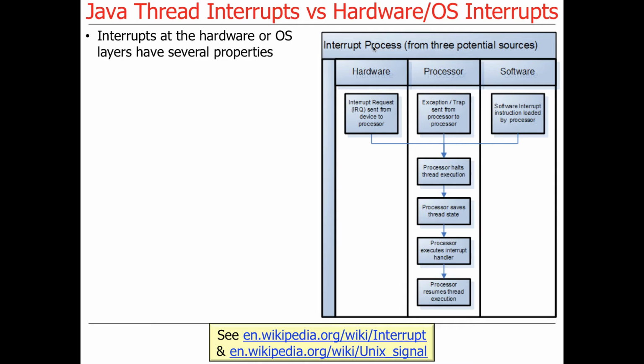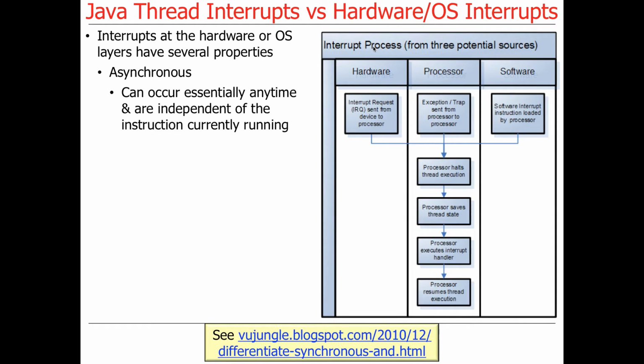You can also learn about something that's called signals, which is a form of a software interrupt that the operating system layer handles. And here's a picture that shows different ways things work. So you have hardware, processor, and software interrupts. So here are the characteristics of these types of interrupts. An operating system or hardware interrupt is typically asynchronous. What does that mean? It means that it can occur essentially at any time, and it's independent of the instruction or instructions that are currently running.